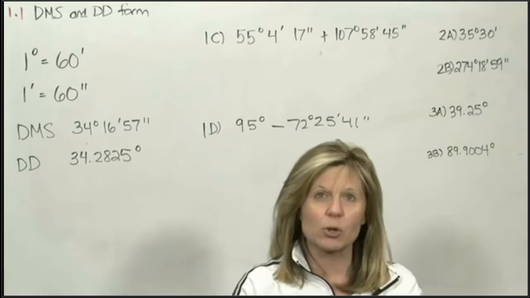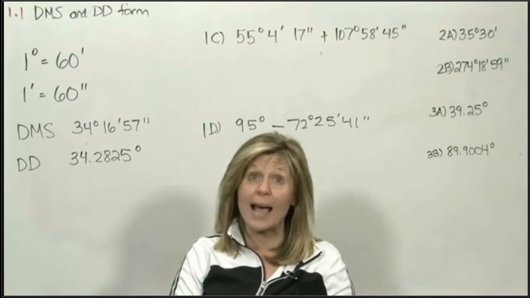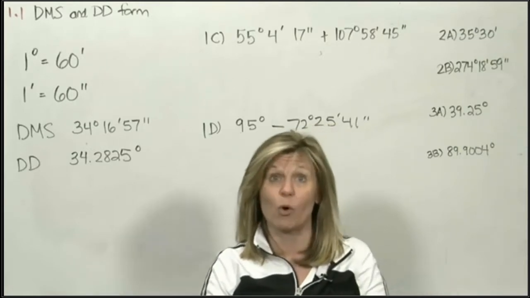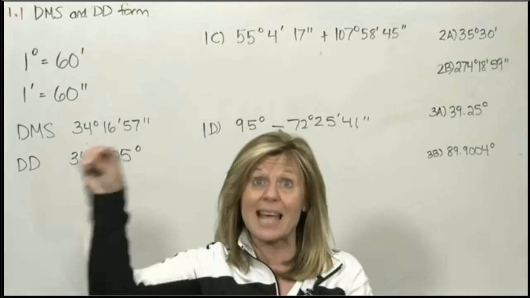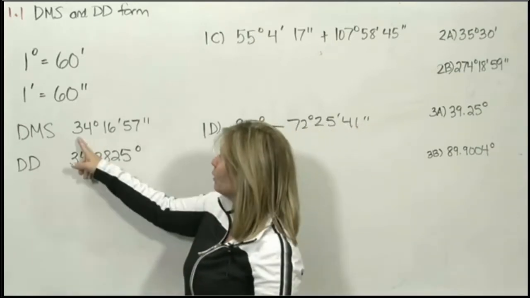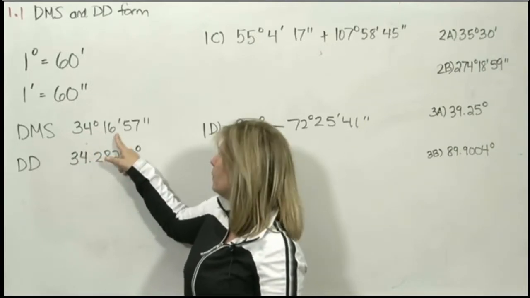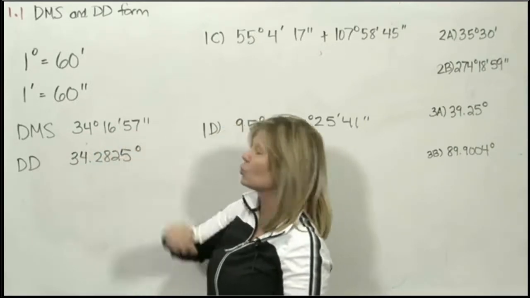It's very important as you're doing your work in this semester that you pay attention. If the homework asks for the answer in DMS form and you don't give degrees, minutes, and seconds, it's going to get marked wrong. So when we write an angle in DMS form, we have to write degrees with its symbol, minutes with its symbol, and seconds with its symbol.